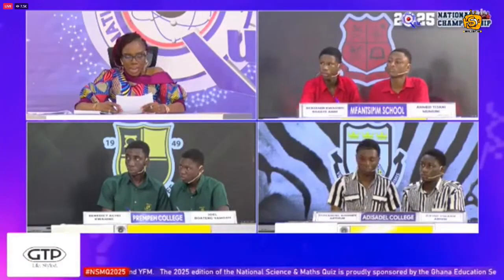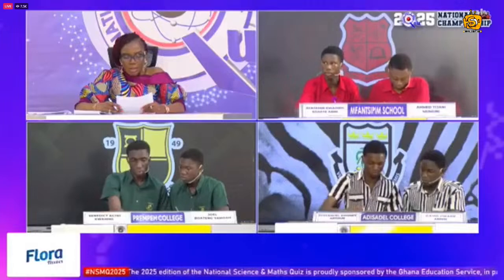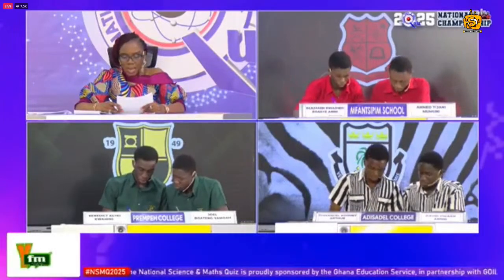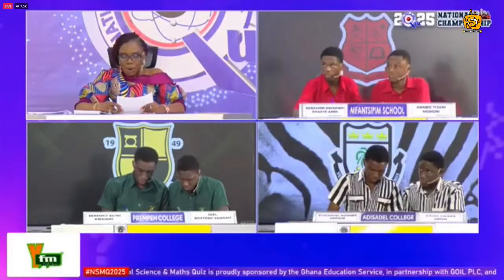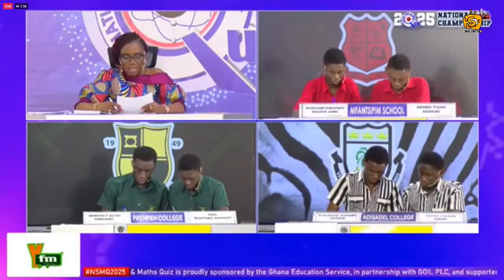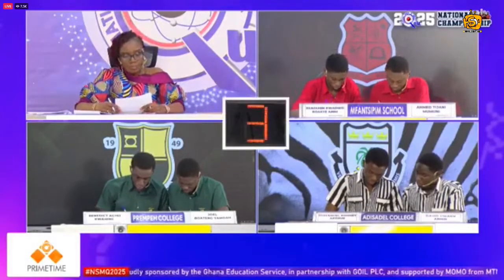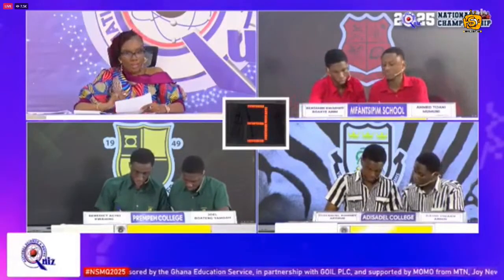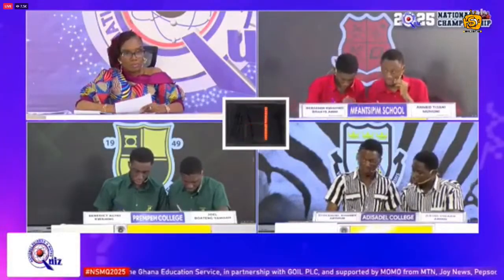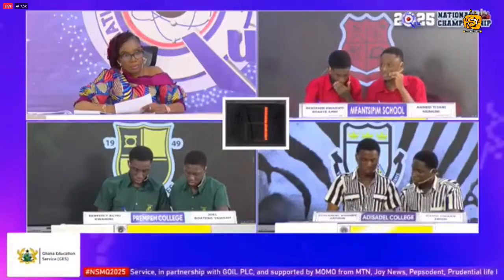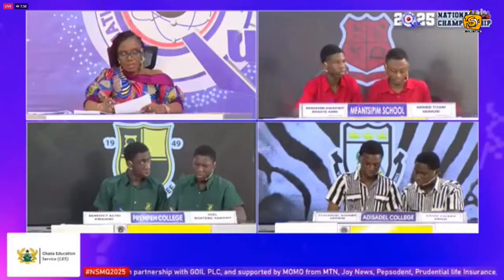Identify the nuclide formed when radon 222, atomic number 86, undergoes 3 alpha decays and 2 beta decays. Ahmed. Lead 210. Yes.